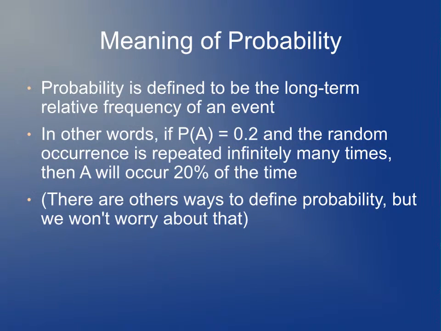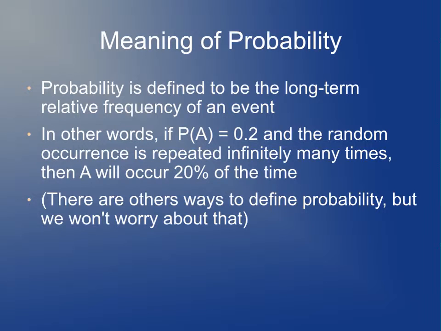So, the more formal definition of probability is that it's defined to be the long-term relative frequency of an event. That is, if a certain random process were repeated an infinite number of times, the proportion of times that event occurred would be equal to the probability of that event.